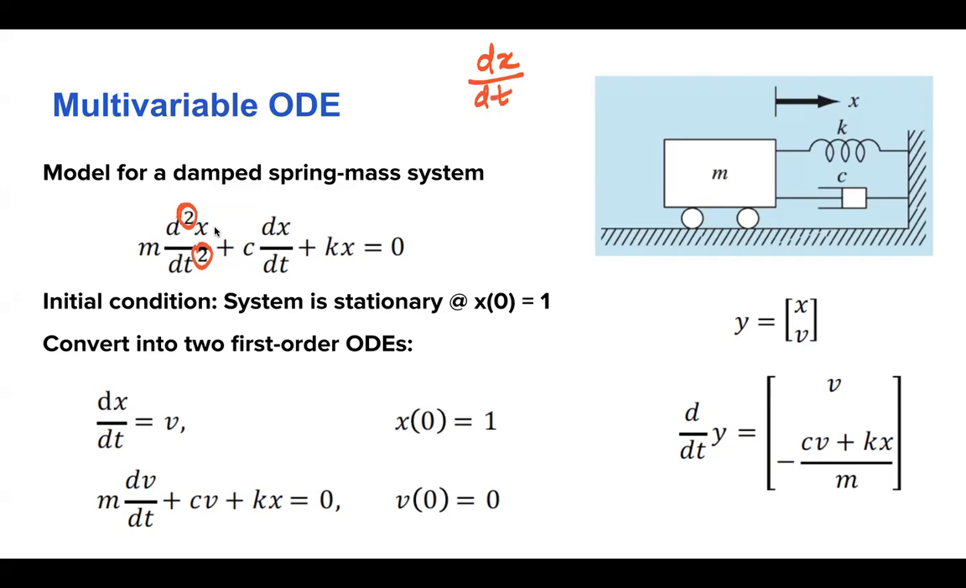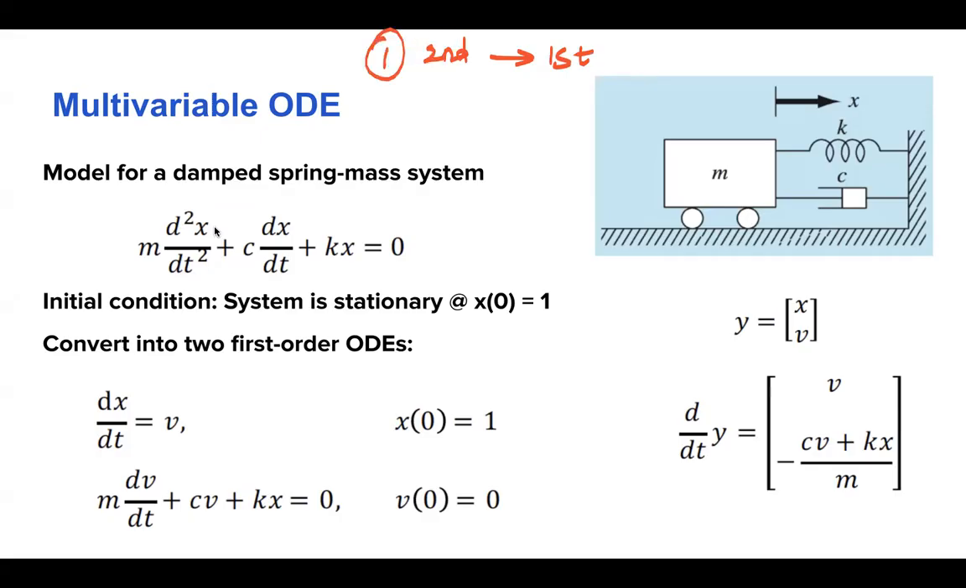Here the only unknown is x. Right now the problem is, earlier I said we are going to solve for multivariables, but if you see this equation, there is only one variable available. What does that mean? If you are given a second order ODE like this, to solve this, first you have to convert the second order ODE into a first order ODE. That's the first step to do.